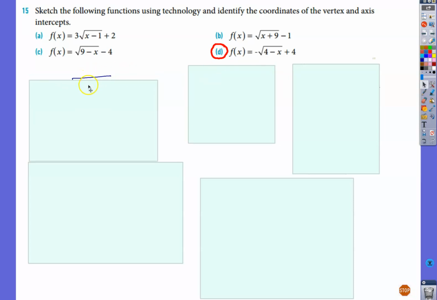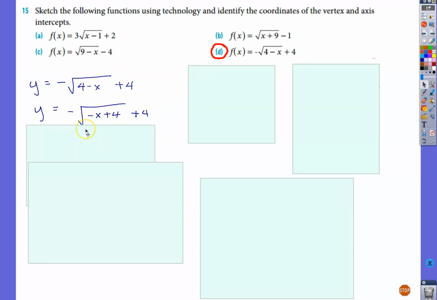Okay, let's have a look at question D. Okay, so there's the graph just there. So what have I done just there? Okay, decided to rewrite 4 take x as -x plus 4. And then I decided to rewrite it as negative brackets x take 4. So why did I do that?